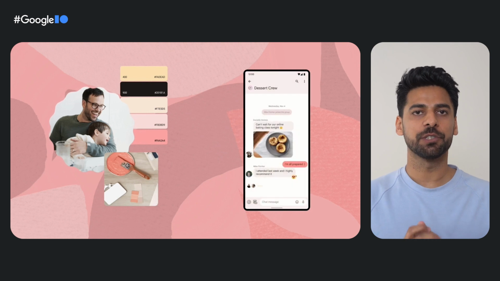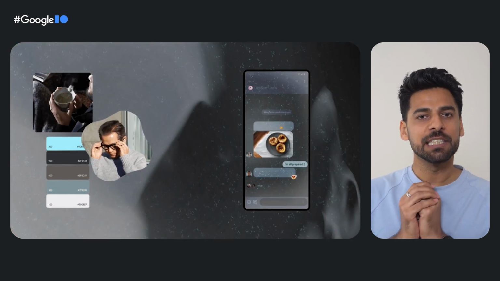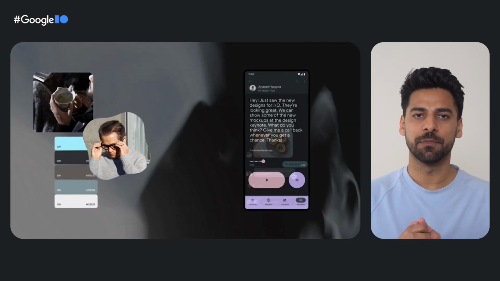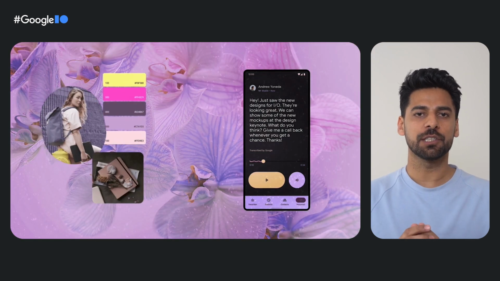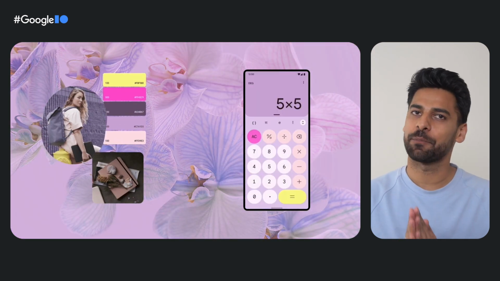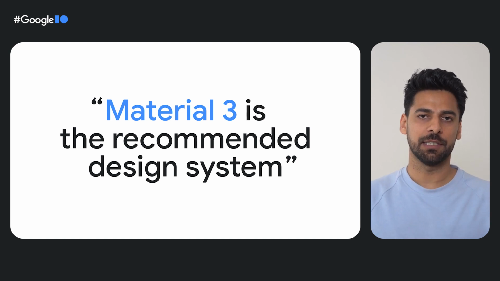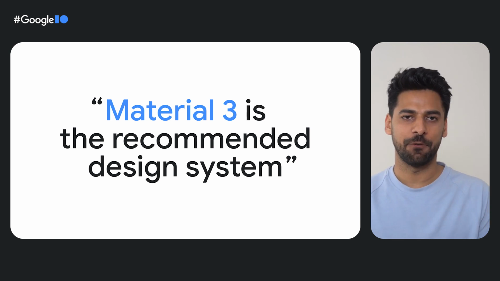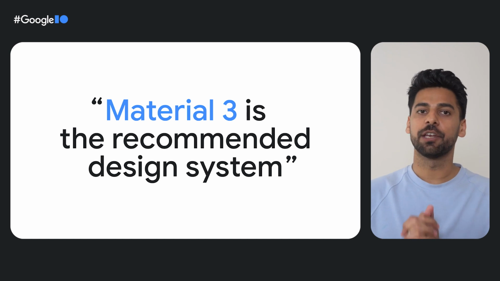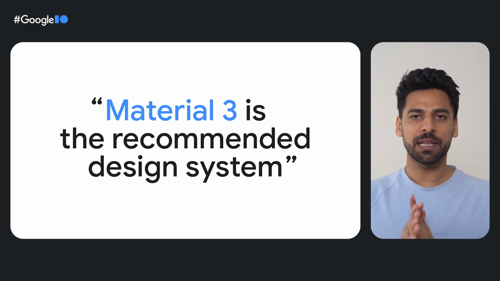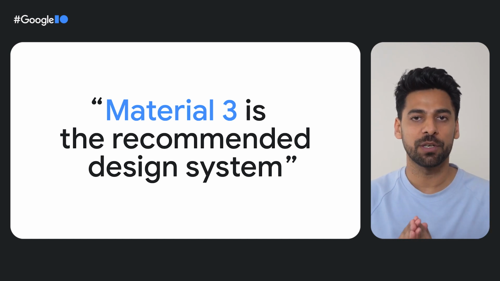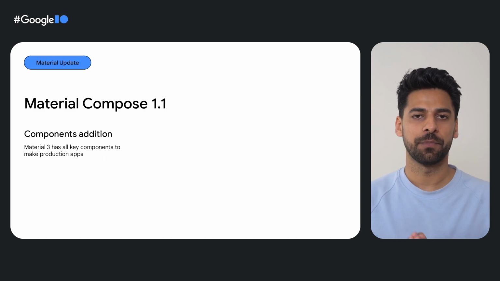and updates on motion. Material 3 is a powerful, flexible design system allowing you to provide customization of colors, shapes, and typography. Material 3 is the recommended design system for phones, tablets, and foldables. If you are creating a new project today, you will get Material 3 as the default design system for Compose.